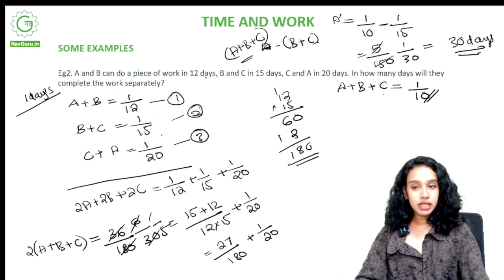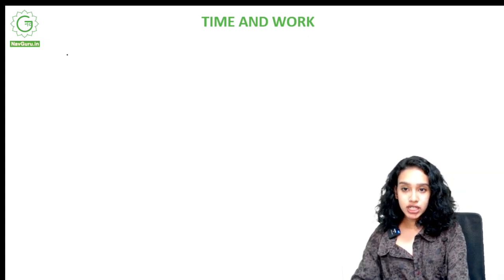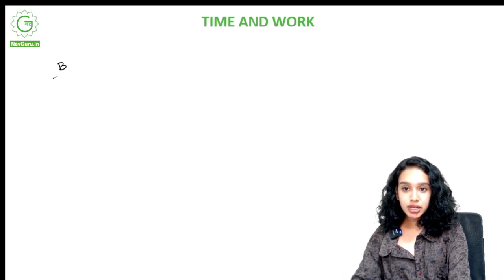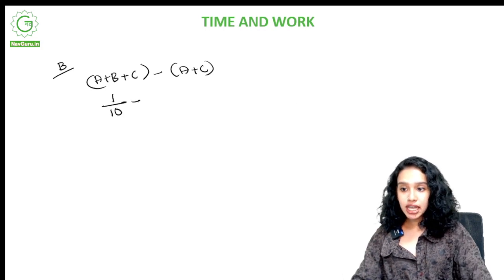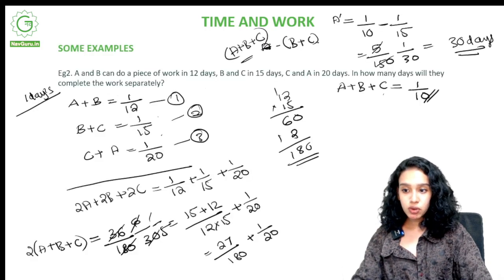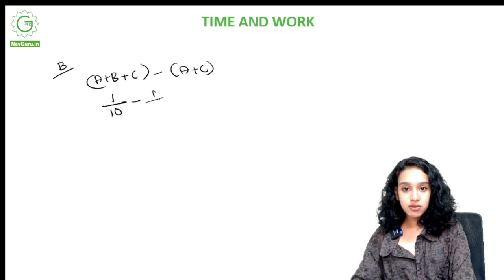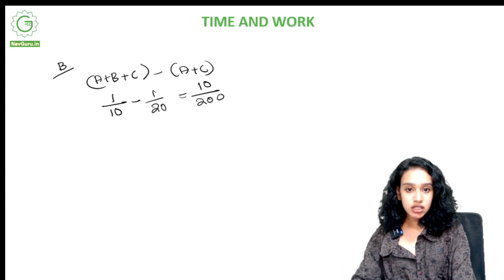Now let's see about B's case. Let's see how much time B would take to complete the work. So the time taken by B would be A plus B plus C's 1 day's work minus A plus C's work of a day, right? So this means 1/10 minus what is A plus C's total? A plus C's total is 1/20. So we subtract it from here. So we get 20 minus 10 is 10/200. So we get 1/20 and B is going to take 20 days to complete the work, right?